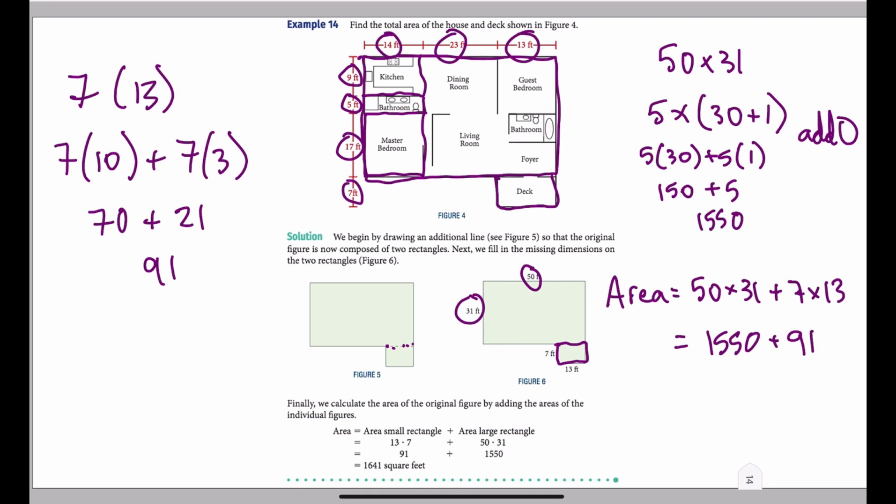Now here's a good opportunity for estimating. 91's close to 100, so my answer should be close to 1650. And in fact, I know it's going to get into the 16s, and it's only 9 away from 1650, so that means it's 1641. That sounds right. Now, 1641 what? Well, that's the area of my house, so that's going to be in square feet. A couple of different ways to do it. You can do it like that, or you can say feet squared. Those are both good options.